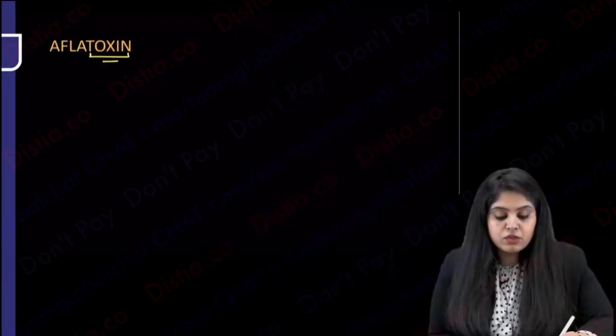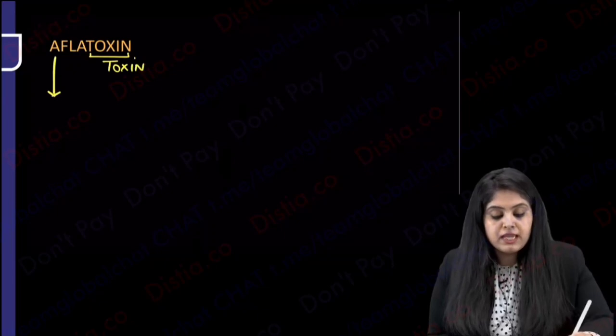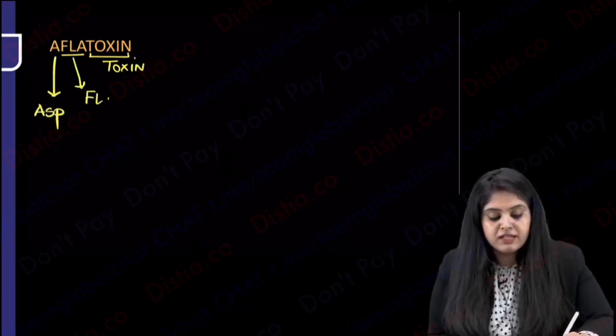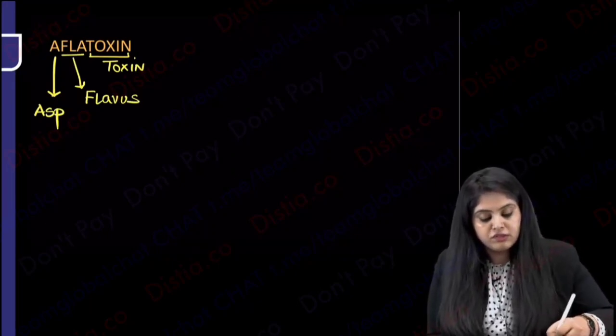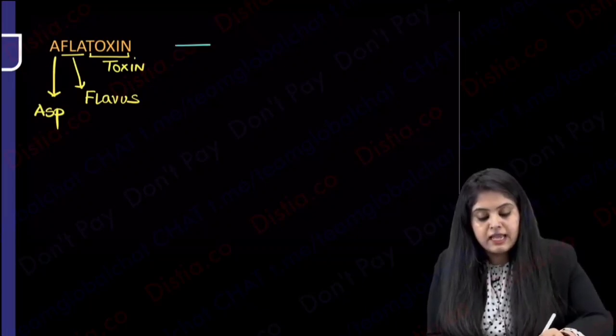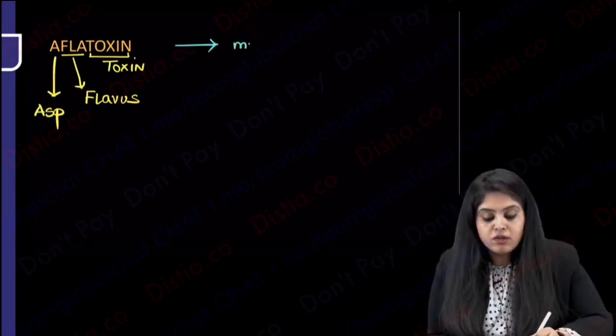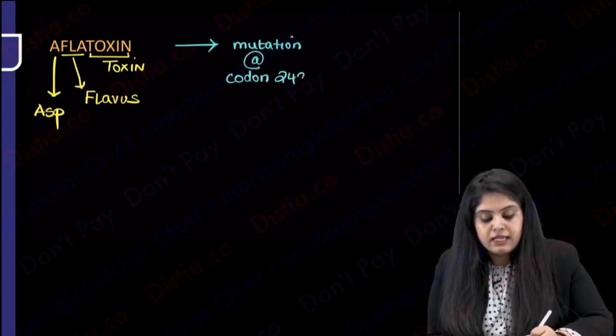When I talk about aflatoxin, I've understood that it is a type of toxin. A is obviously for Aspergillus. And which Aspergillus are we talking about? Fla, so we are talking about flavus. Aspergillus flavus releases a toxin called aflatoxin. And you know what this toxin does? This toxin can enter into our body and cause a mutation. It can cause a mutation at codon 249 of the P53 gene.